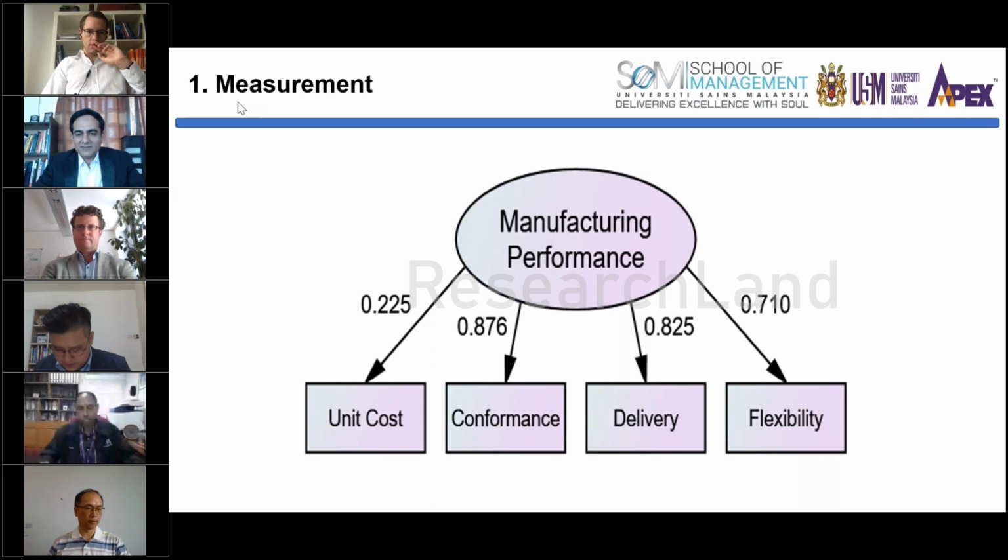What I'll be touching on in the next few slides is some of the mistakes many students are still making, although the software is so easy to use. The first one is when we come to measurement. Let's say we have manufacturing performance here with 4 indicators, and you have the item unit cost, which has a loading of 0.225. What will you do? The spontaneous answer will be you delete that item. So who's the researcher here now? Is it the software or you? This is one of the problems we see with many research candidates. The basic understanding is not clear.